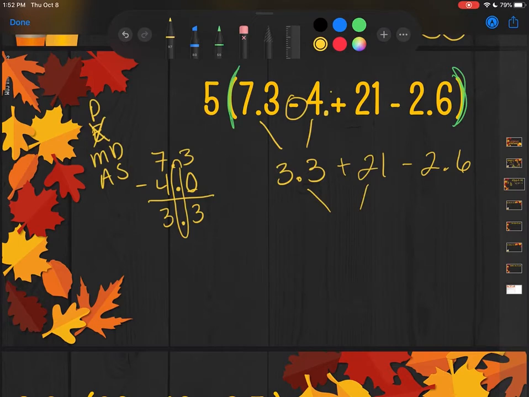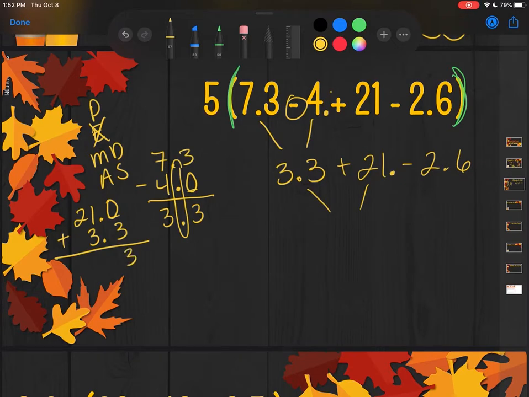So now I'm going to do this addition, 3.3 plus 21. So same thing. 21 doesn't have a decimal. If it's out of sight, it's to the right. So that decimal is to the right of 21. So I'm going to do 21 point plus 3.3. I've got a blank space here, so I've got to add a placeholder 0. And now I'm ready to add.